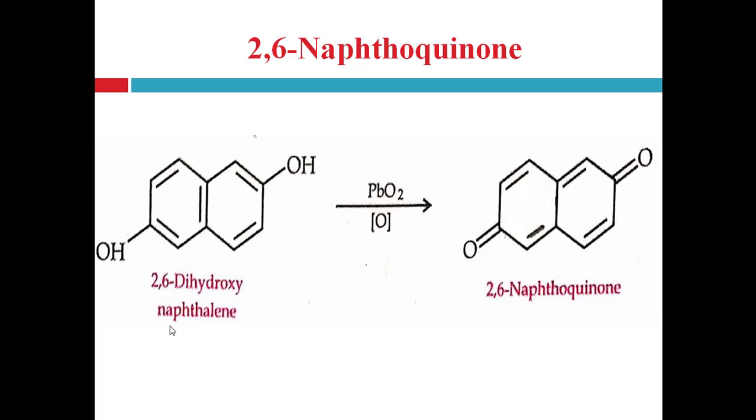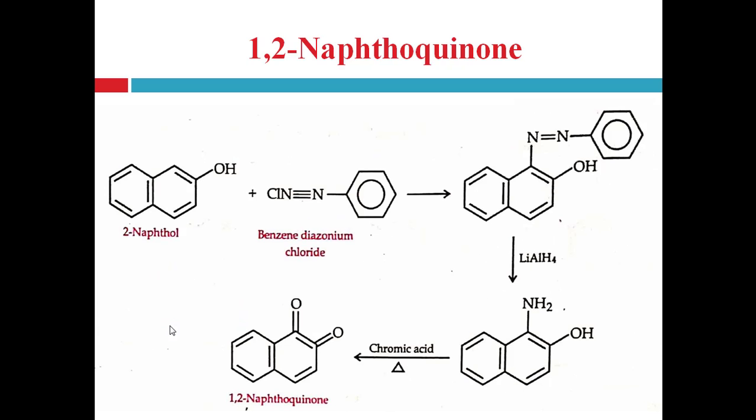Then preparation of 2,6-naphthoquinone. This 2,6-naphthoquinone can be produced with the help of 2,6-dihydroxynaphthalene. When this 2,6-dihydroxynaphthalene is oxidized with the help of lead oxide, PbO2, it will form 2,6-naphthoquinone. So these are the syntheses of different naphthoquinones.